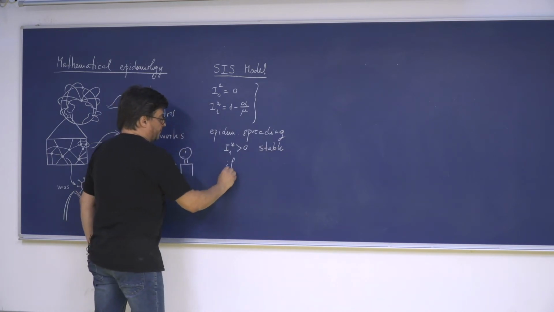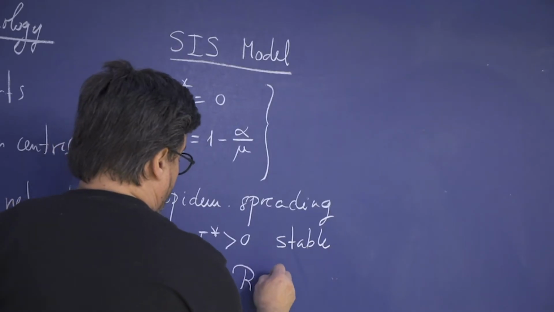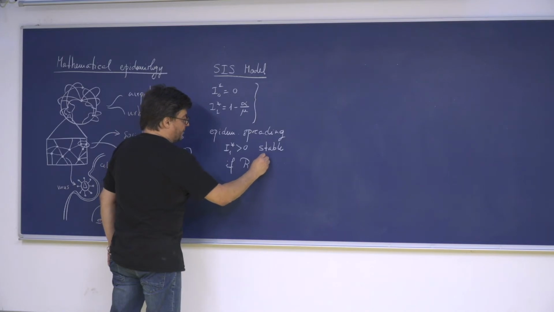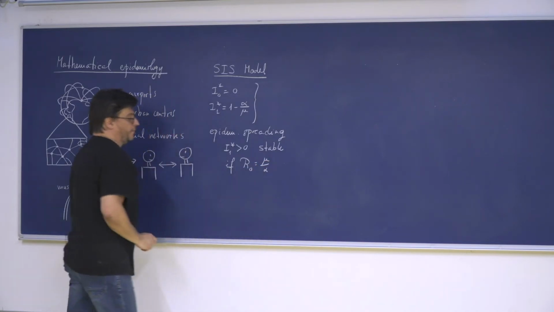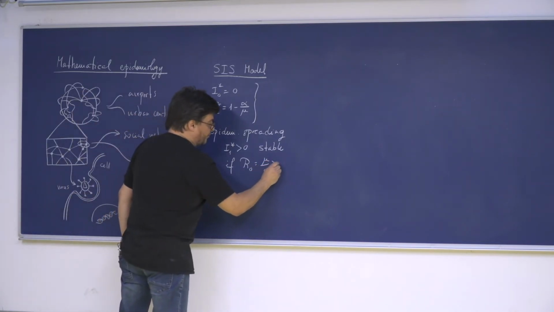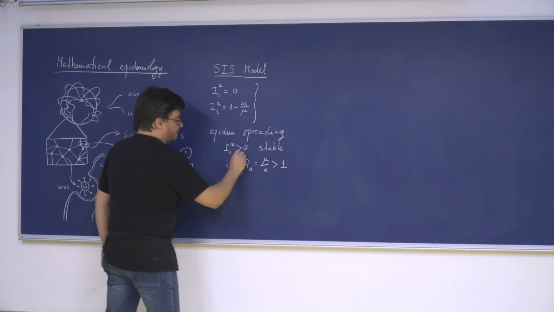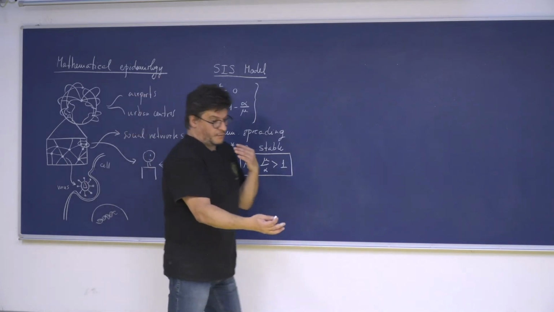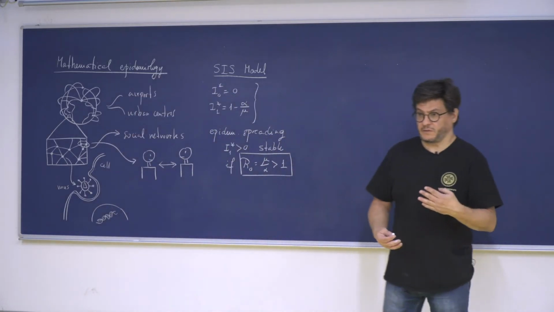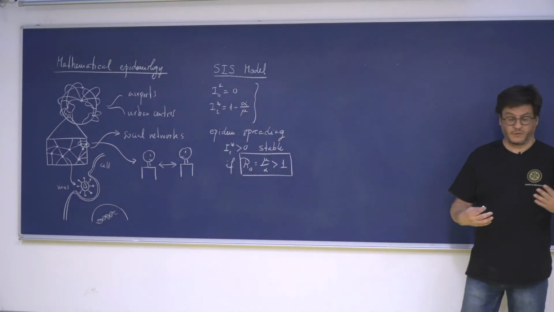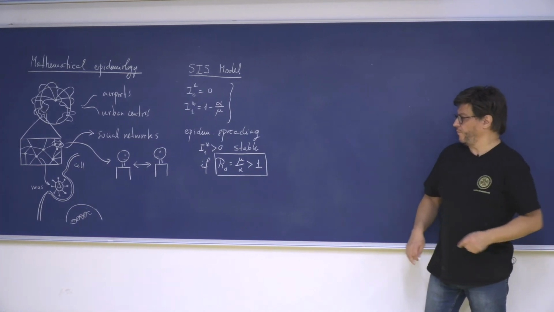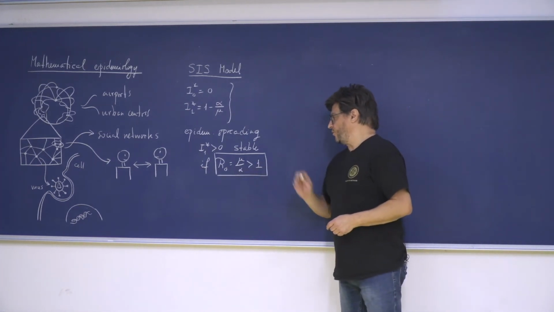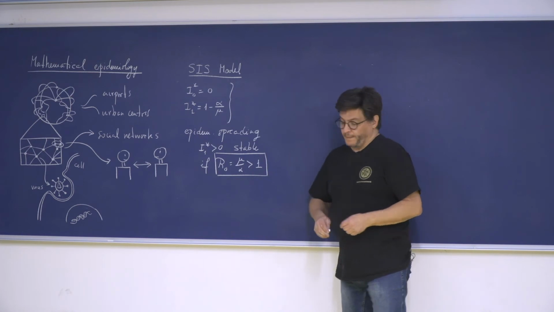if R0, which we define as mu over alpha, is larger than 1. Okay? And on the contrary, there's another state, which is the epidemic is unable to succeed, goes to 0, right? When the opposite condition happens, right?